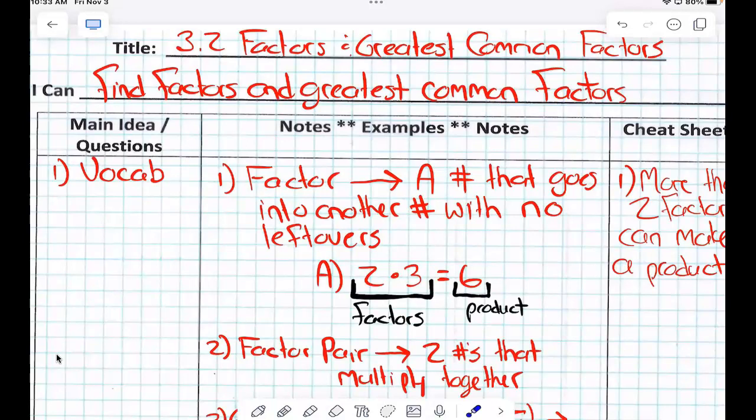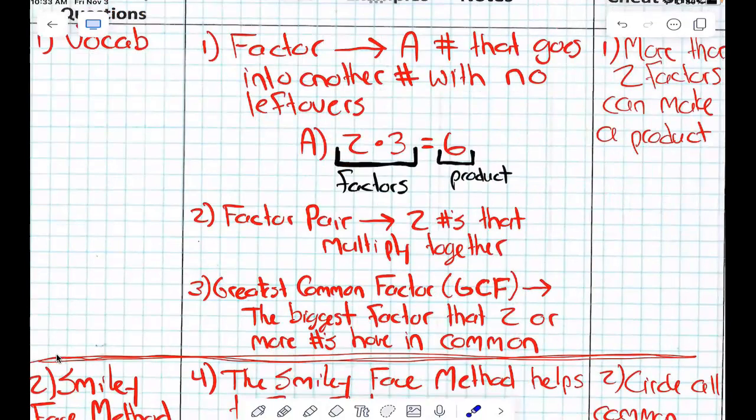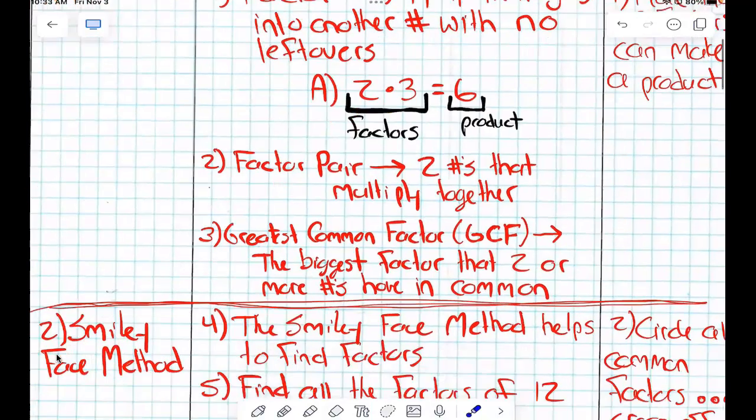Okay, factors are also the numbers in a multiplication problem, right? So these two numbers would actually be called factor pairs. Greatest common factor. What's the abbreviation for greatest common factor? And we're going to talk about greatest common factor in just a second here.